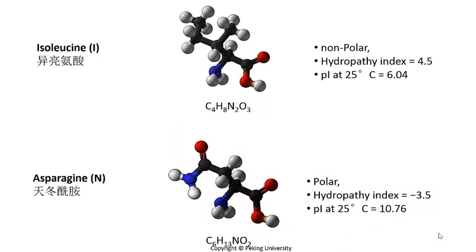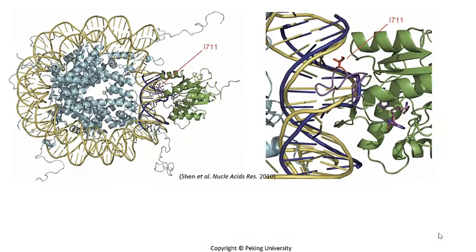As can be seen from the structure, there are significant differences in the physical and chemical properties of the two amino acids. In particular, the two amino acids differ significantly in polarity, hydrophobicity, and electrical properties. In fact, the structure analysis indicates that the substitution from isoleucine to asparagine can significantly enhance the binding strength of the enzyme and DNA molecules with negative charge.